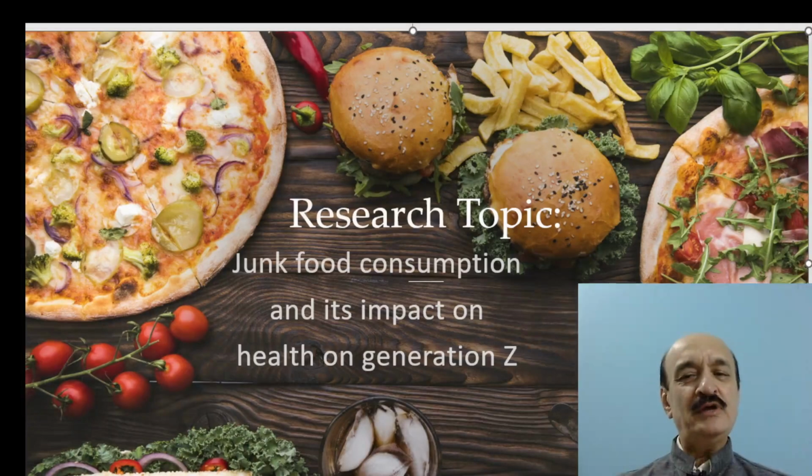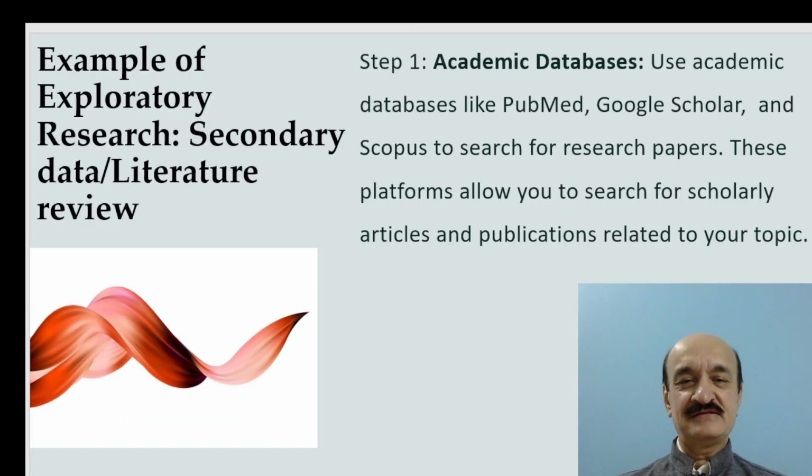Having understood what is exploratory research, secondary data, literature review, etc., let's put that today in practice to understand how practically a literature review or a secondary data analysis is done. So let's take a topic of junk food consumption and its impact on health of Gen Z. Now this is the topic that we are interested in, and therefore let's look at the different steps that we need to undertake while doing this literature review or secondary data analysis.